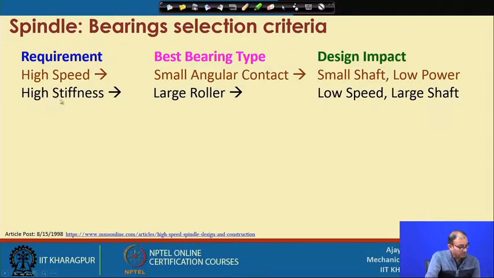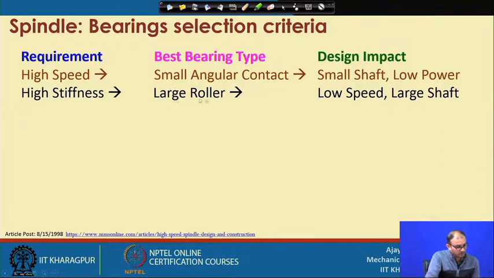Now, if your requirement is high stiffness, that means it is going to operate under some type of aggressive machining, like when the depth of cut is very high and the material is very hard, at that time you need high stiffness, because you do not want your bearing or the spindle to get loosened, or we can say deform internally because of these external forces.